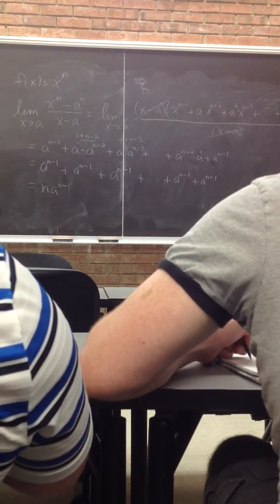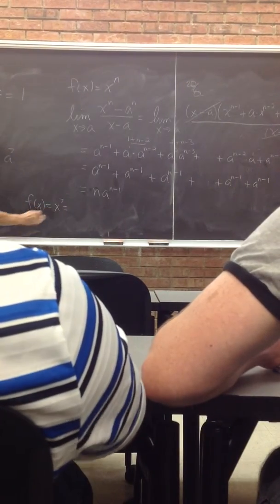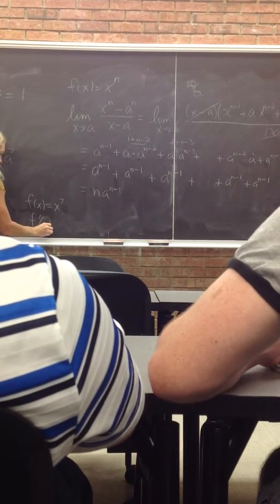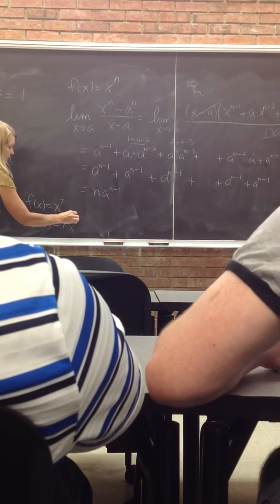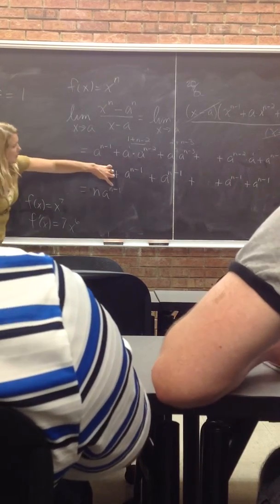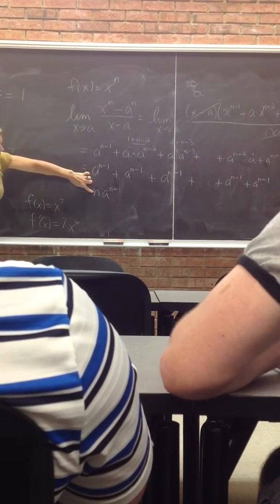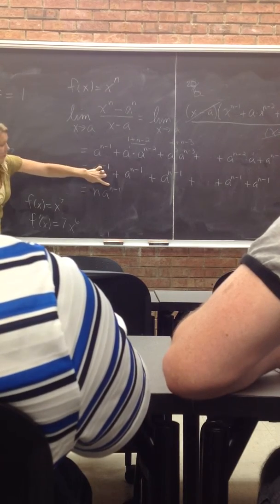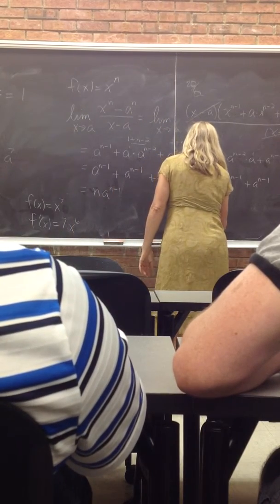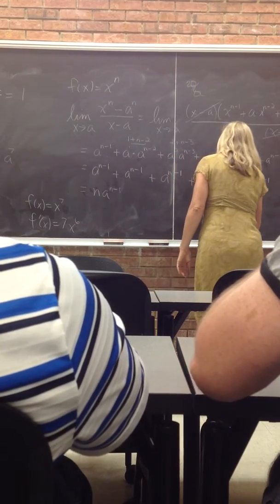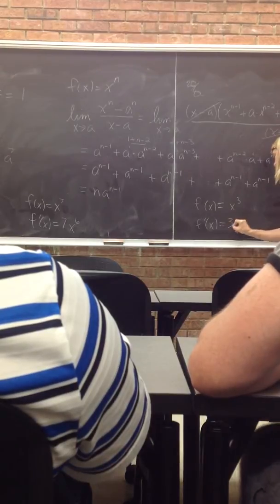And so what that means is if my function was x to the 7th power, the derivative is 7 times x to the 6th power. N minus 1 is the new power. I multiply by the old power, and I subtract 1 from the power to get the new power. If my function is x cubed, what will the derivative be? 3x squared.